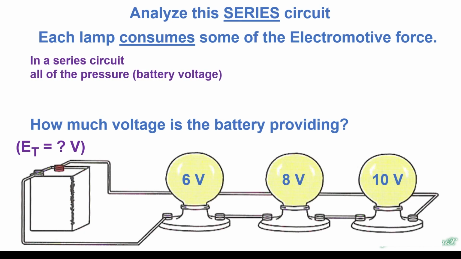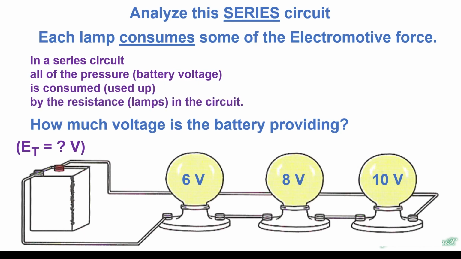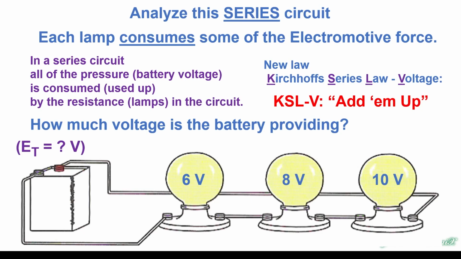In a series circuit, all of the pressure, that's the voltage, is consumed or used up by the resistance, in this case the lamps, in the circuit. They use up all of the voltage that the battery is willing to supply. So there's a new law. Now, I have summarized this law, so it may not be exactly the same way it's been summarized in the past that maybe you've heard of it before. But for just starting out with Kirchhoff's laws, this is going to be his first law, Kirchhoff's series law, and it has to do with voltage. I call it the KSLV law.